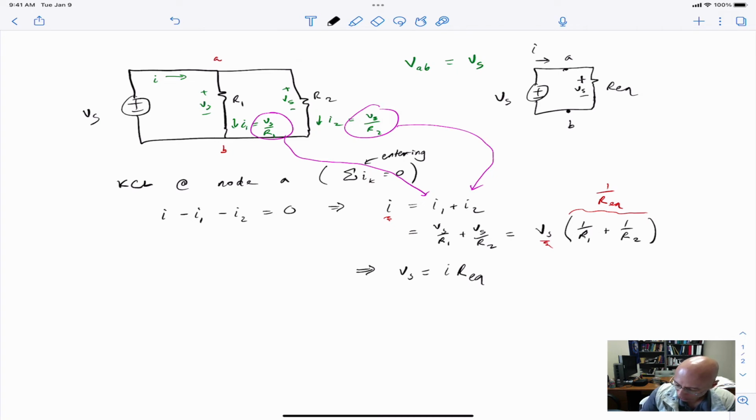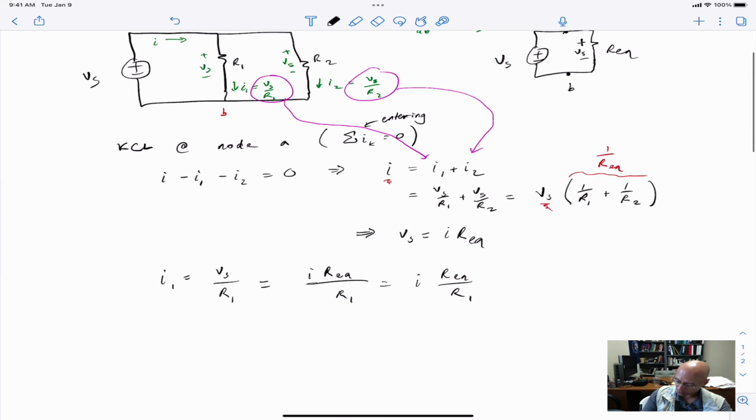So we can also use this information to find the current flowing through R1 or the current flowing through R2. Let's do R1, for example. This is from Ohm's law. We wrote this down right up above. But now we substitute our new expression in for Vs. So now the current flowing through I1 is proportional to the current flowing into the parallel network of resistors, but there's a constant of proportionality where the equivalent resistor goes on top of the ratio and then the resistor of interest, which should be R1, goes on bottom. We can do the same thing for I2.